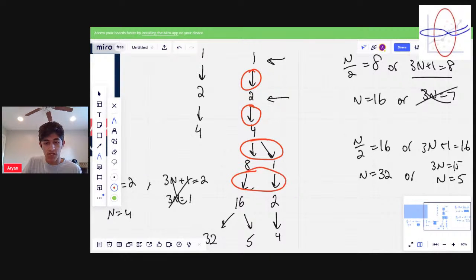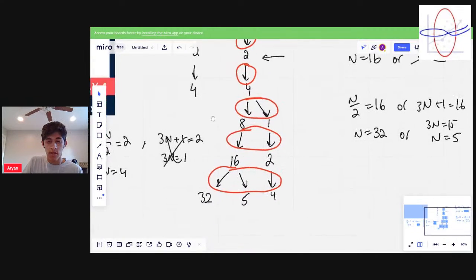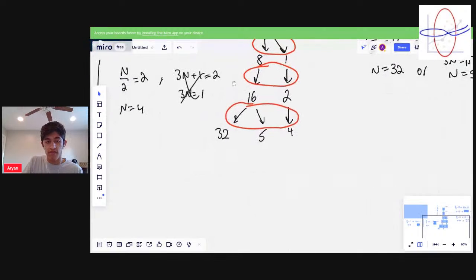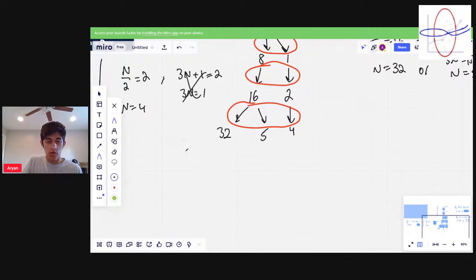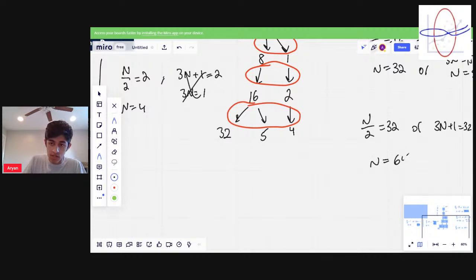This is the fourth step. And then this would be our fifth step. So that means we just have to do one more iteration of this function, and we should get our final values. So let's start with 32. We have n divided by 2 equals 32, or 3n plus 1 equals 32. This means n equals 64 is a possible solution.